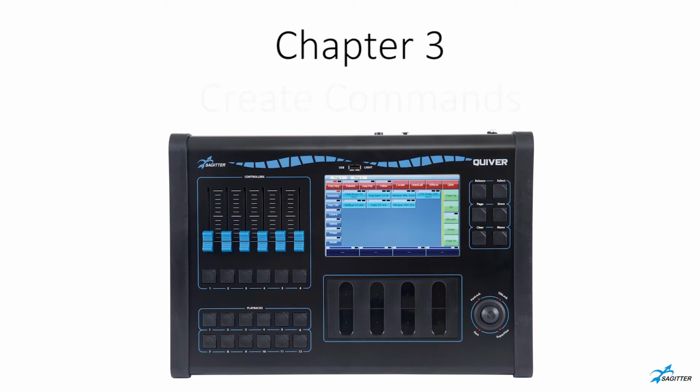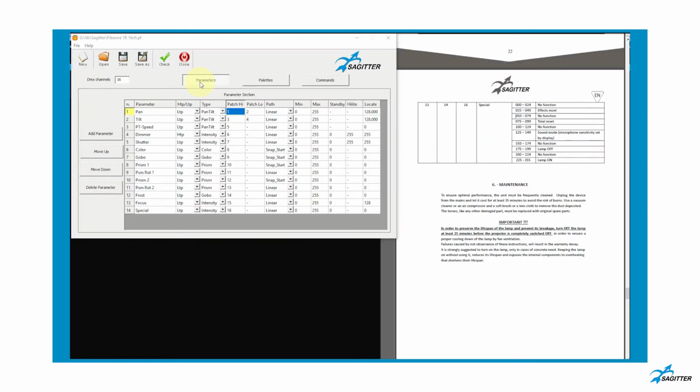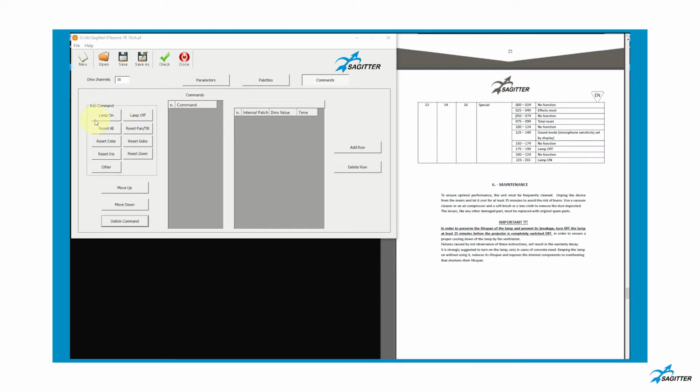Chapter 3. Create commands. The commands allow to simplify the execution of those control commands such as lamp on and reset, which generally use combinations of channels and times. To create a new command, click on commands.